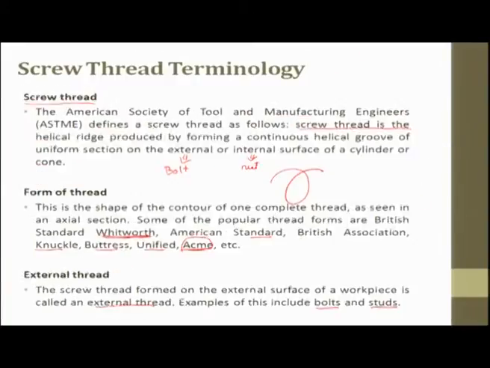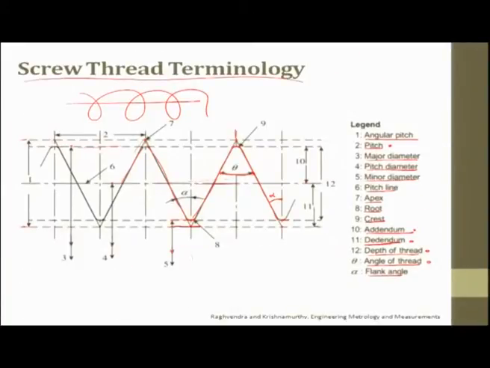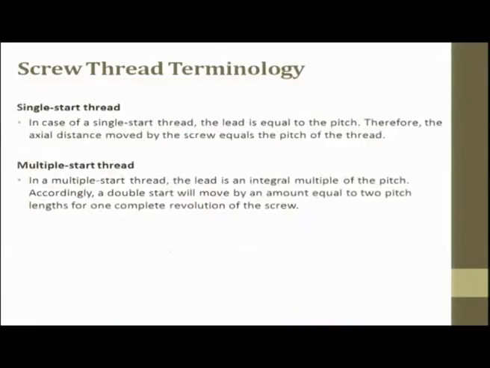So, all these things are defined in this geometry. Pitch diameter is also defined. Pitch diameter is 4. So, this is the pitch diameter. Minor diameter, this is the minor diameter between the crest and the root.